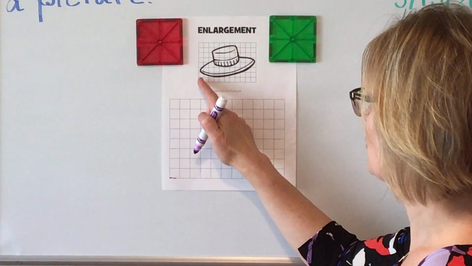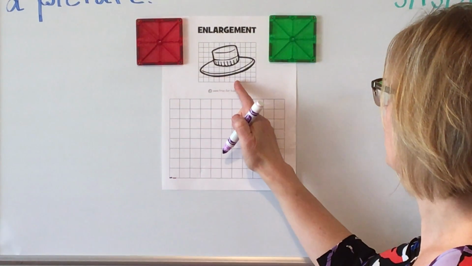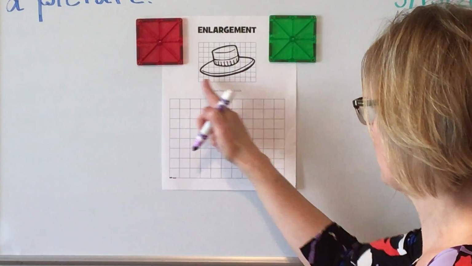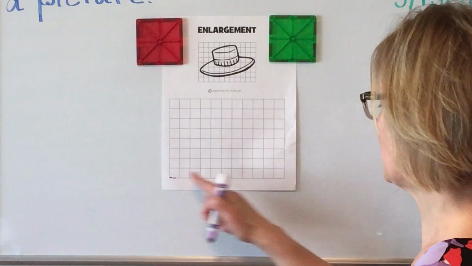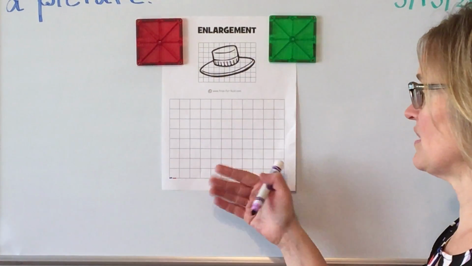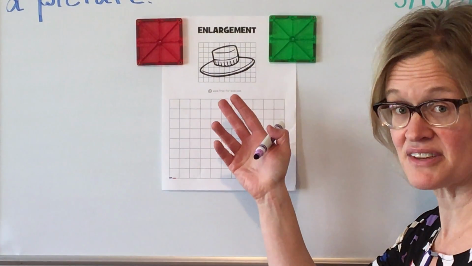So as you can see, there's 1, 2, 3, 4, 5, 6, 7, 8, 9, 10, 11. There's 11 on the bottom, 3, 4, 5, 6, 7, 8, 9, 10, 11. So this is basically the same grid. This is just a bigger version of this, okay?